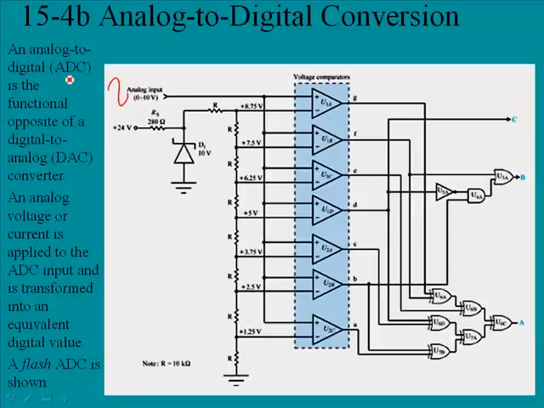An analog to digital converter is the functional opposite of a digital to analog converter. An analog voltage or current is applied to the ADC input and is transformed into an equivalent digital value. Now, this particular circuit is called a flash analog to digital converter. And so let's talk a little bit about this circuit.